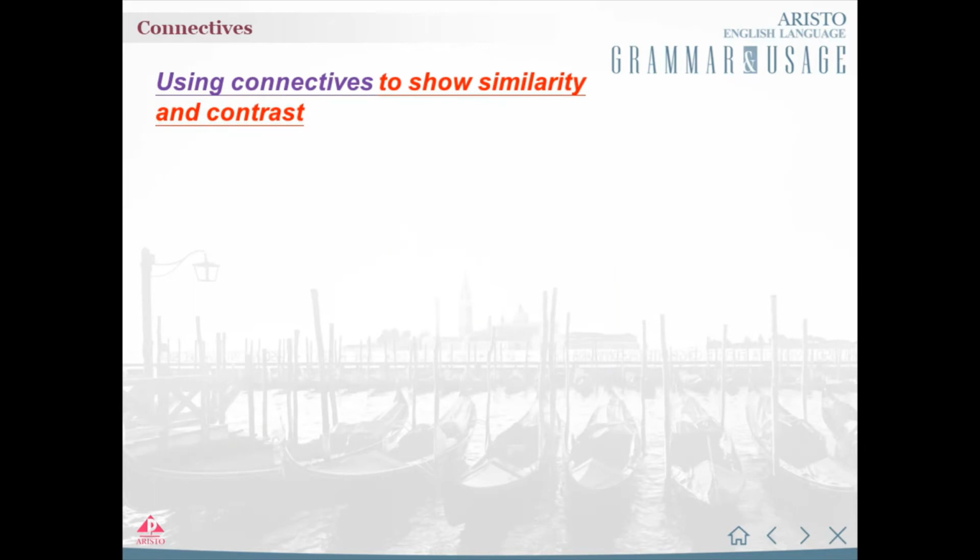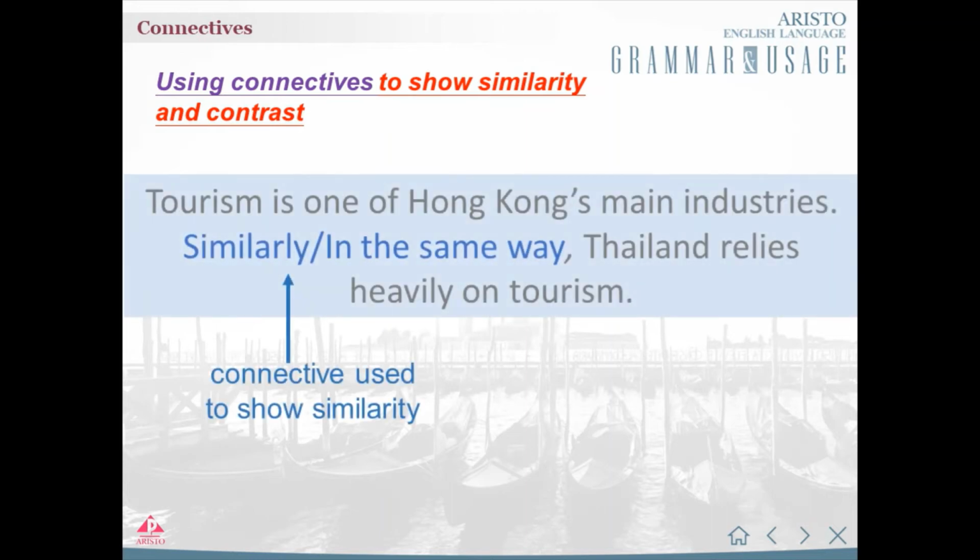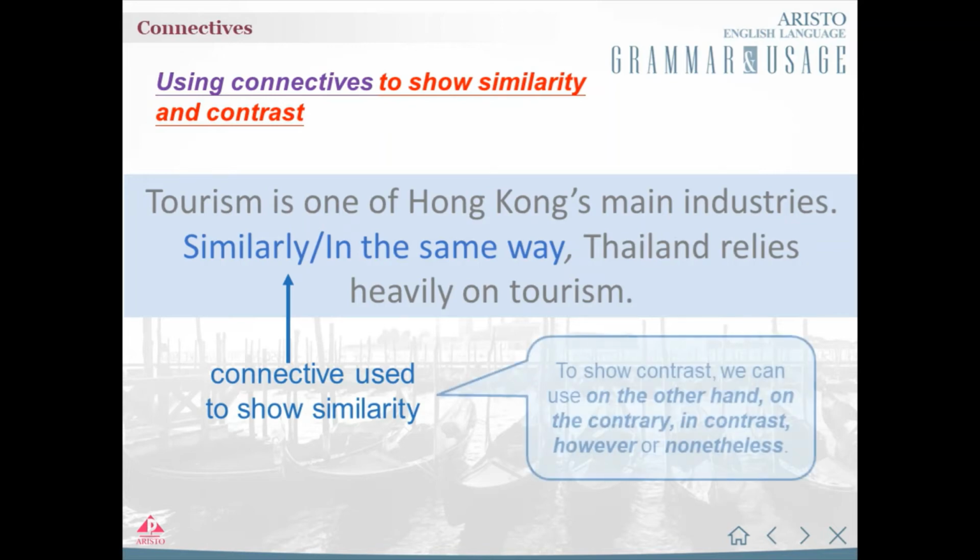In addition to showing the result of something, we can also use connectives to show similarity and contrast between two or more ideas. To talk about similarity, we can use words or phrases like similarly and in the same way, like in the example on the screen, which talks about the similarities between Hong Kong and Thailand. If we want to show contrast, we can use phrases like on the other hand, on the contrary, in contrast, however, or nonetheless.